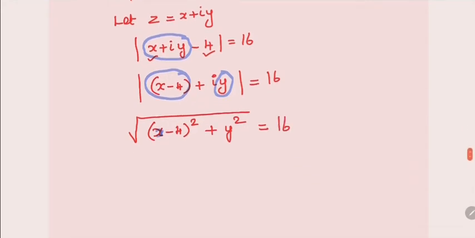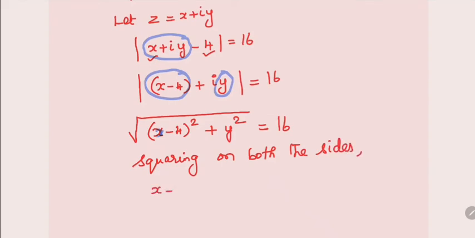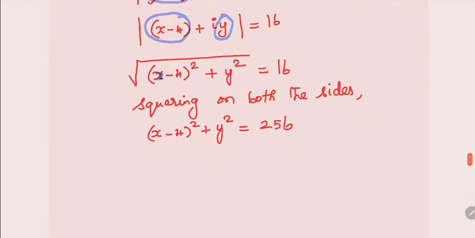Here you are having a square root, so squaring on both the sides. When you square, the square root gets cancelled on the left side. So you will have the term x minus 4 the whole squared plus y squared is equal to 16 the whole square, that is 256.